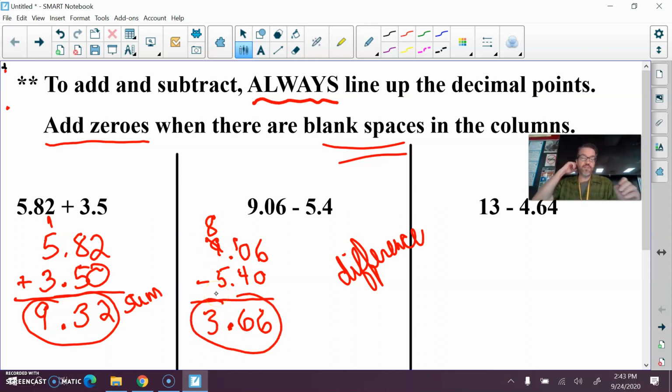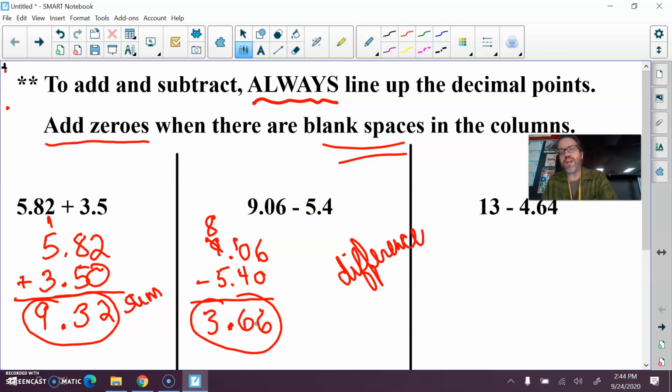3.66 is what I get when I subtract those. What's nice about these problems is you can always check your answer when you're done. Here, for example, if I take 3.66 plus 5.40, it should total 9.06. You could try that on your own, but it does. It does total 9.06. So the difference between 9.06 and 5.4 is 3.66.